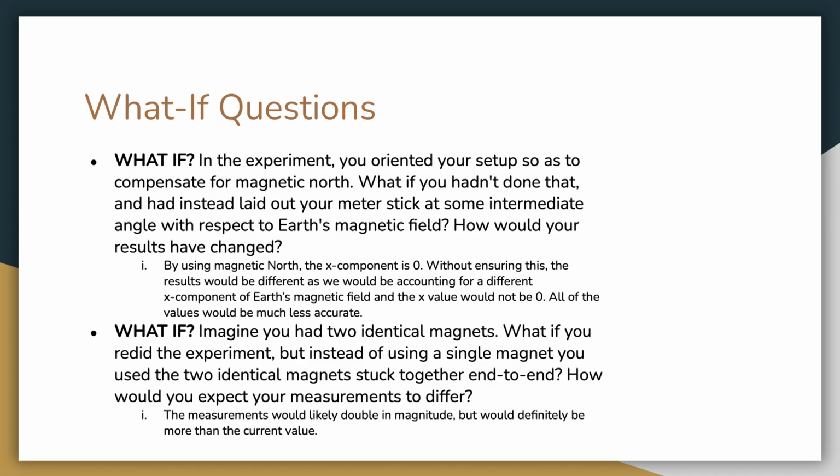So the next one, now imagine if I had two identical magnets. If I redid the experiment, but instead of using a single magnet, I used two identical magnets stuck together end to end, the measurements would likely double in magnitude, but would definitely be more than the current value.